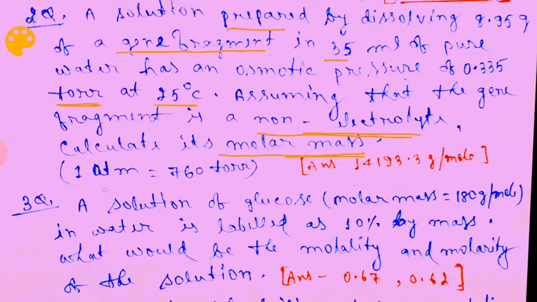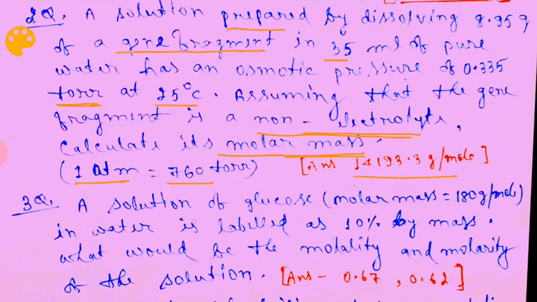What is the relation between atmosphere and torr? 1 atmosphere is equal to 760 torr. So you have to convert torr into atmosphere, and then you have to write only formula, no problem in it. Osmotic pressure pi is given. So on the basis of osmotic pressure you have to calculate. Answer is also given here. Check yourself and send to me also.